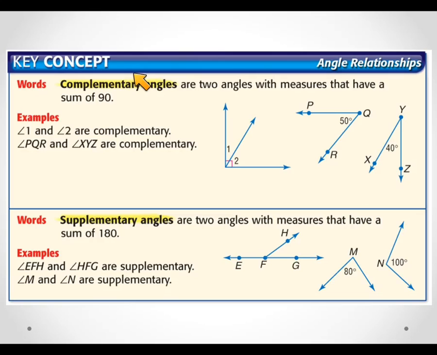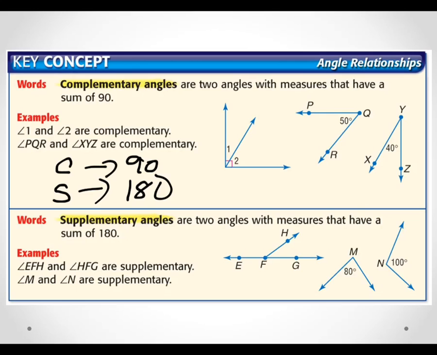The last two things we need to know about are complementary angles and supplementary angles. Okay? Complementary means two angles add together to be 90 degrees. Supplementary means they add together to be 180. The way I remember to tell the difference is C comes before S in the alphabet, right? And 90 comes before 180 when you're counting. So complementary is 90, supplementary is 180. Complementary add up to 90, supplementary add up to 180.